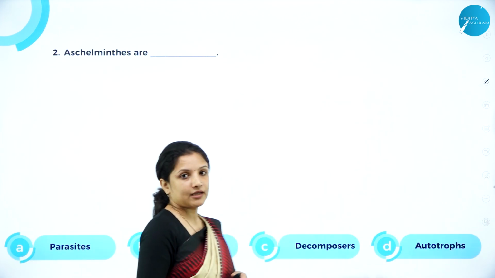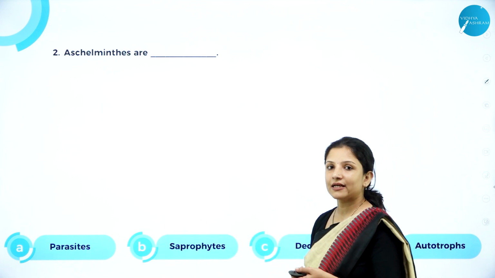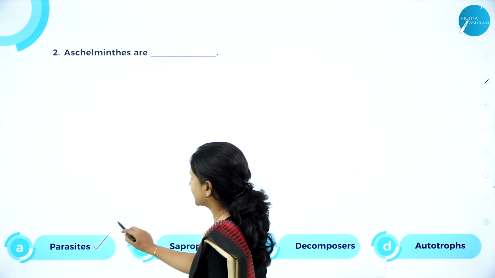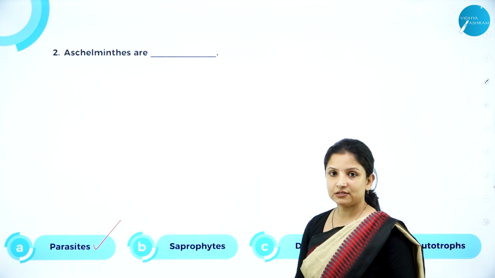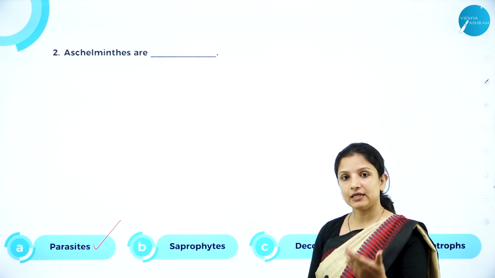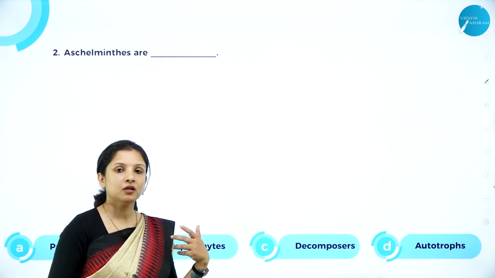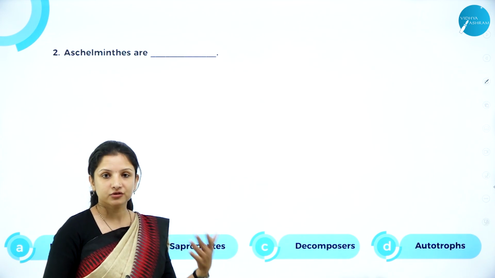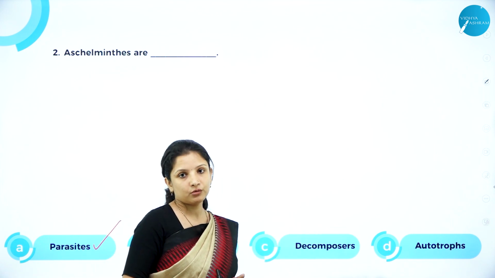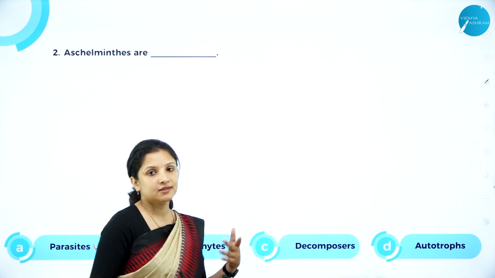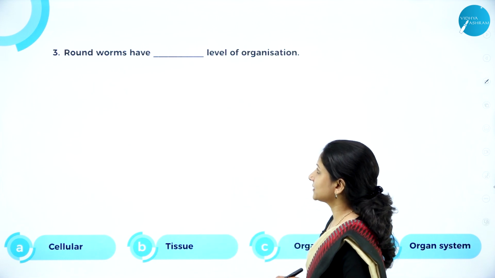Next, Aschelminths are dash. Are they parasites, saprophytes, decomposers, or autotrophs? Aschelminths are parasites, meaning they depend on a living host for their food. They are not saprophytes, because saprophytes grow on dead and decaying organic matter, and decomposers are present in the soil and help in breaking down complex organic matter into simpler forms so that it can be easily utilized by plants. Is it autotrophs? No, because autotrophs are capable of synthesizing their own food, which these organisms cannot. So the right answer is parasites.